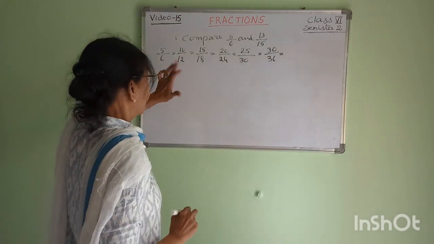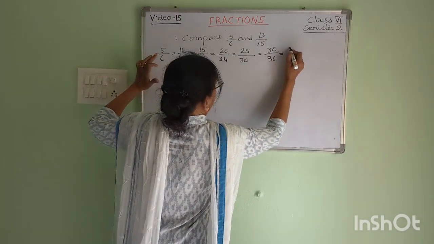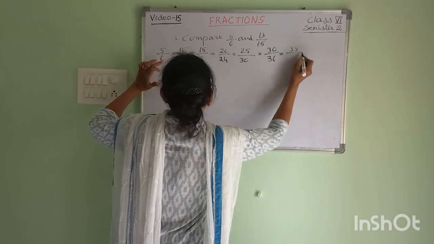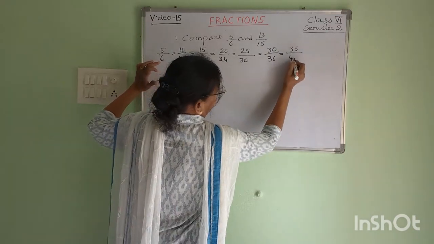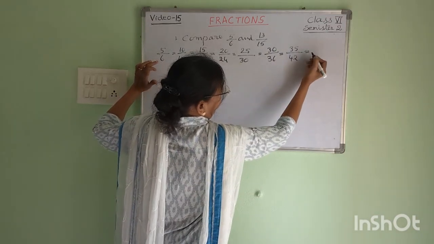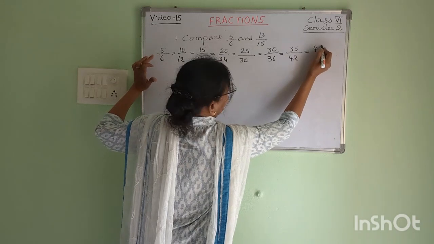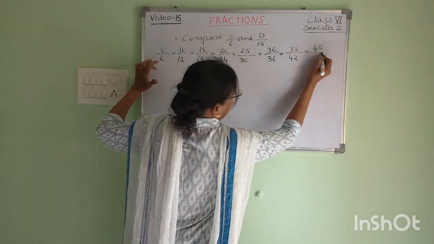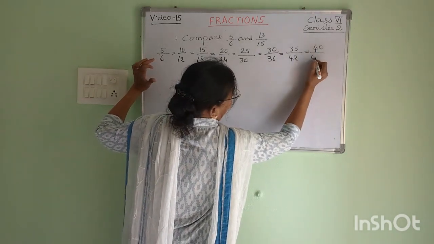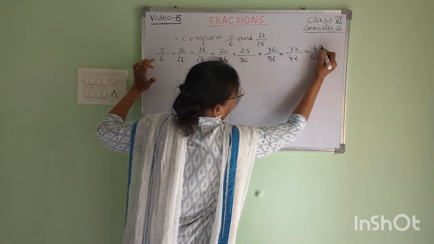Multiplying by 7, 35 by 42. Multiplying by 8, 8 5s are 40, 8 6s are 48, 40 by 48.